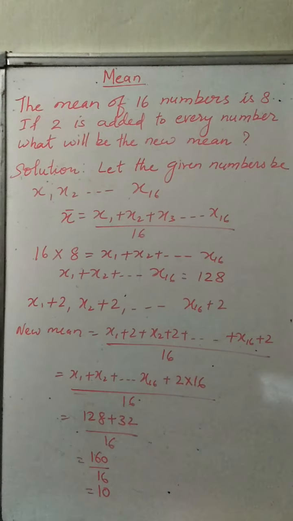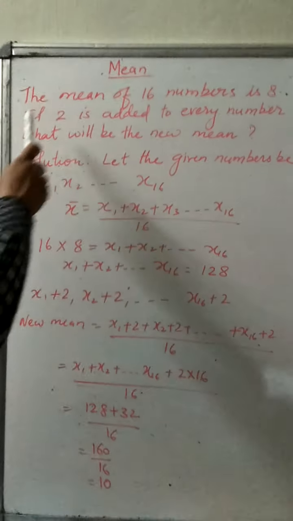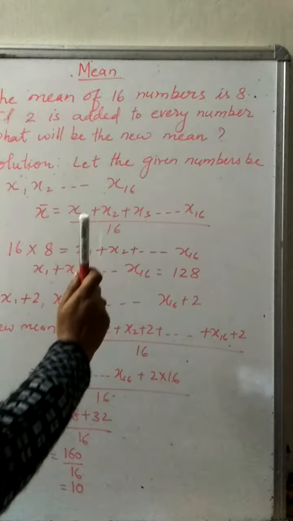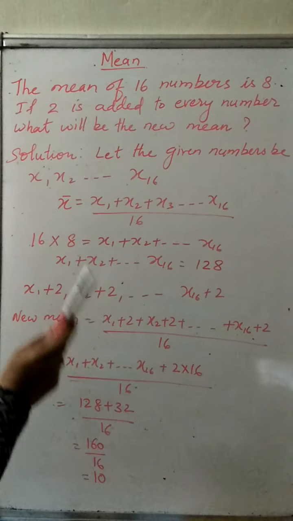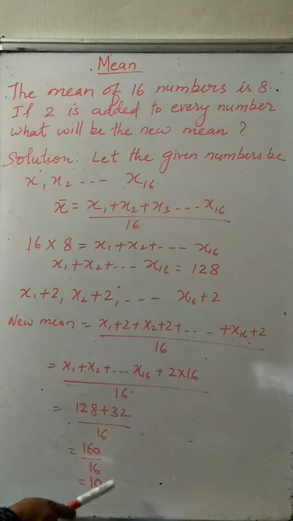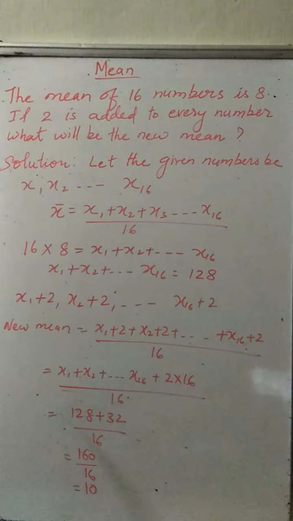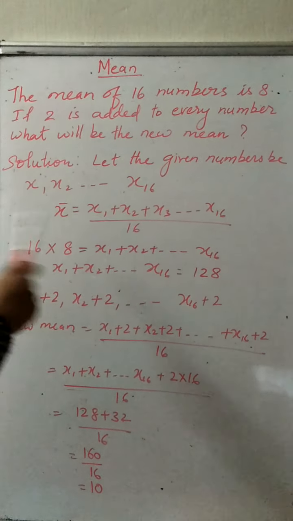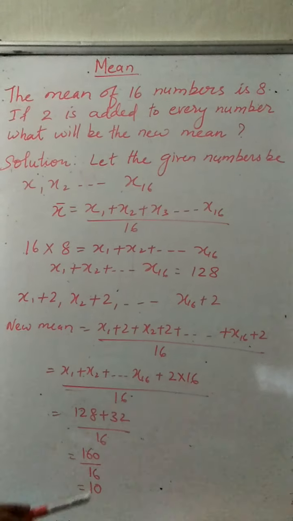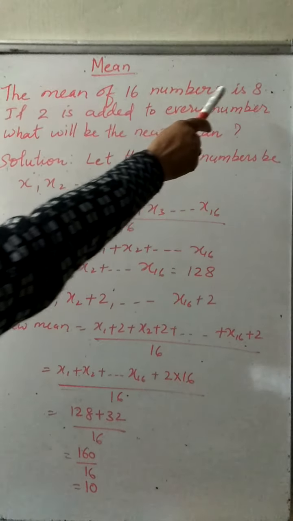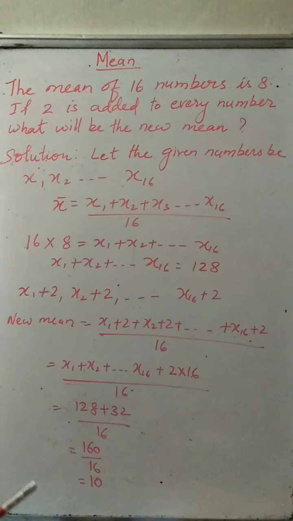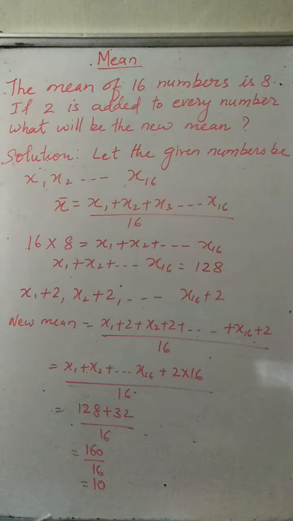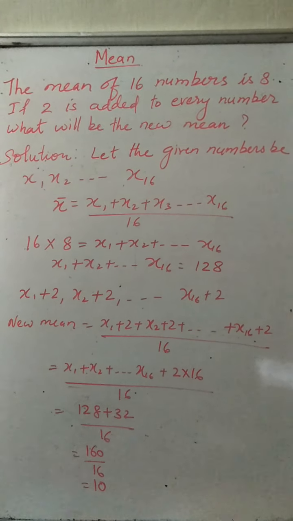Now see what increment you have got. Earlier the mean was 8. Now after adding 2 to every observation, the mean is increased by 2. So that is 8 plus 2. Similarly, if we subtract 2 from every observation, the new mean will become less than 8 by 2. That is 8 minus 2, that is 6. So similarly, you can solve these questions.